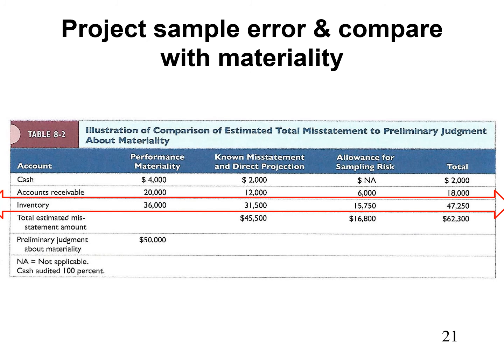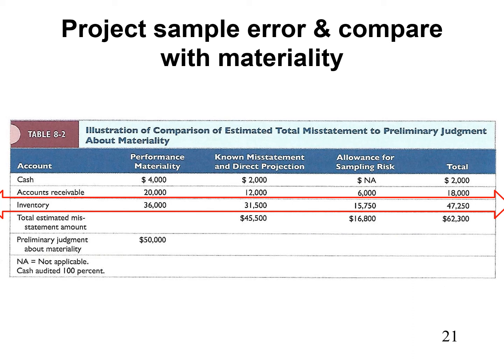There's a great little table in the book. I can't think of what page it is. I'm hoping it shows up here. We're going to look at inventory. Performance materiality is $36,000. The projected misstatement's $31,500. So we took a sample, and then we have to project our sample results to the population as a whole. Now, one of the biggest mistakes students make is to say, oh gosh, my projected misstatement is less than performance materiality, therefore I'm happy.